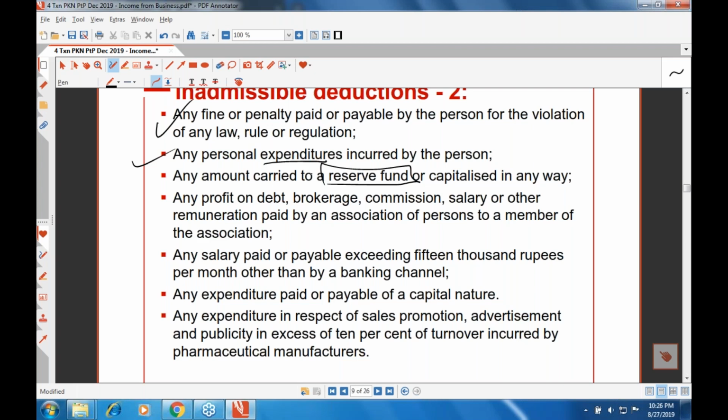Next, any profit on debt, brokerage, commission, salary paid by an AOP to a member of the association. A very important point. We do know this same concept in accounting also, that if the business pays anything to its partner, like salary or anything, that's not a claimable expense. The same goes here also.